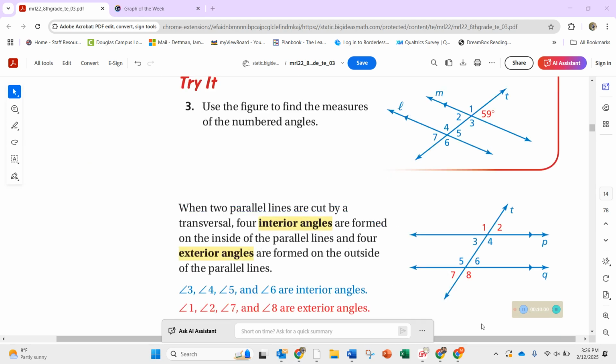I want you to do the last try it. So look up here at number 3. Use the figure and the measures of the numbered angles. You're going to do this problem right here. And then I want you to copy this in your notes as well, so you have a good visual. You're going to need this when we're doing the worksheets and the practice. So I want you to renumber these, and I want you to put the angles in. You should be able to fill in all of these, 1 through 8, with the correct angle measures.